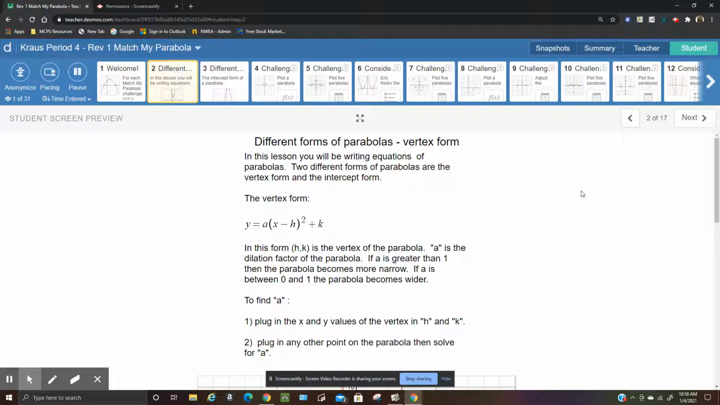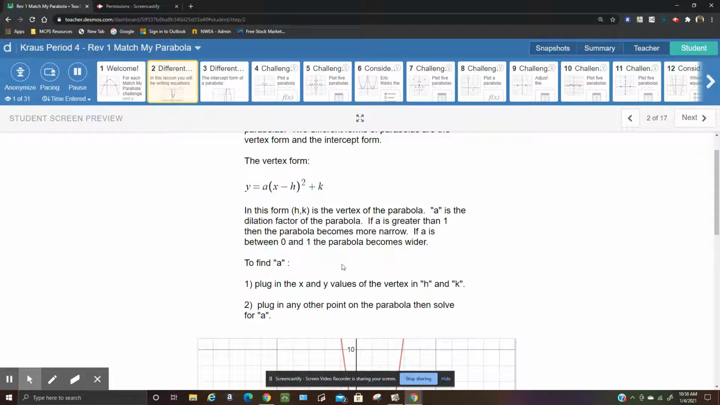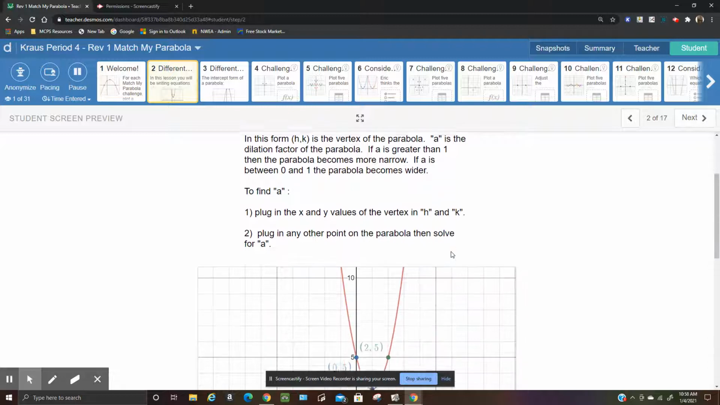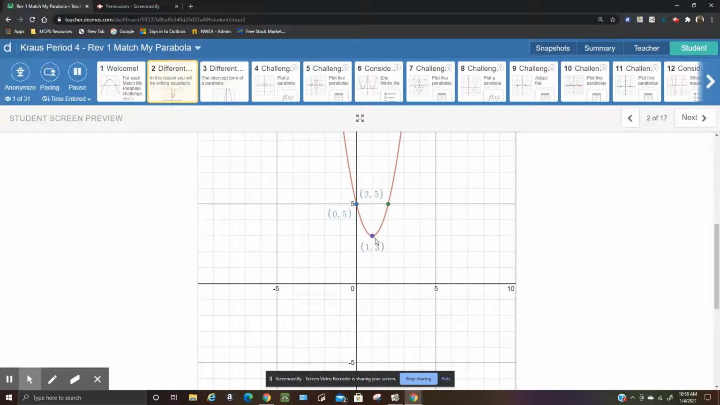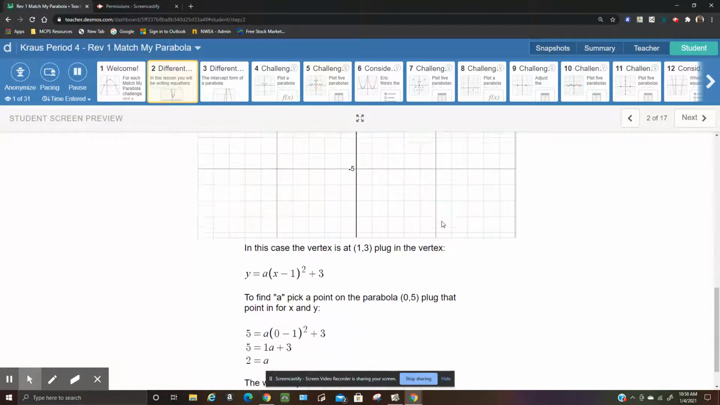If a is greater than 1, then the parabola becomes more narrow. If a is between 0 and 1, the parabola becomes wider. To find a, you plug the x and y values of the vertex in for h and k, and then plug in any other point on the parabola, and then solve for a. So here's an example. My vertex is (1, 3). Two points that I labeled on this parabola are (0, 5) and (2, 5).